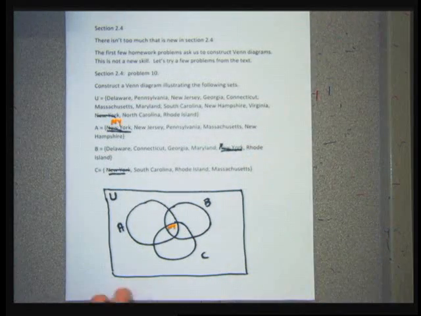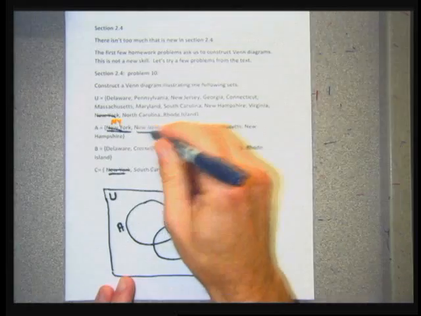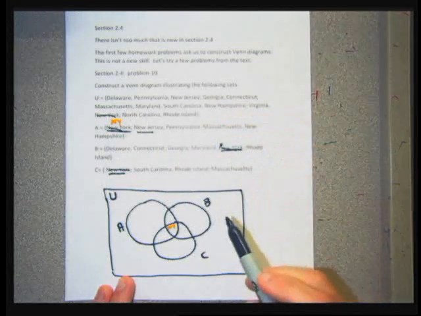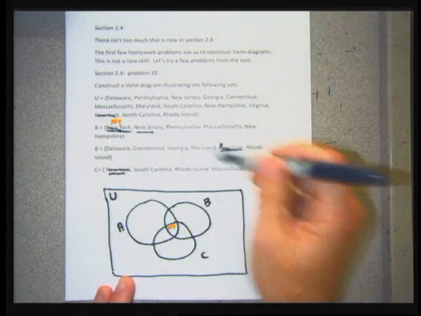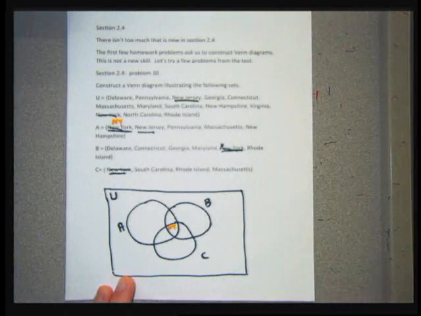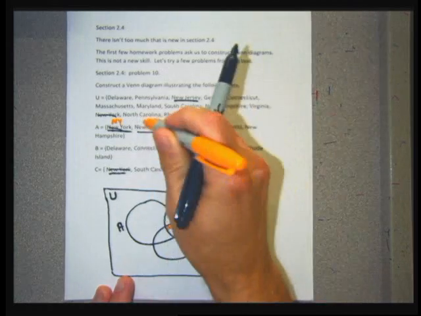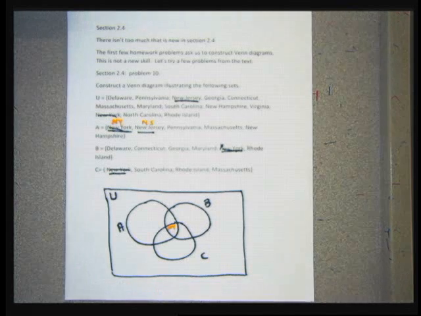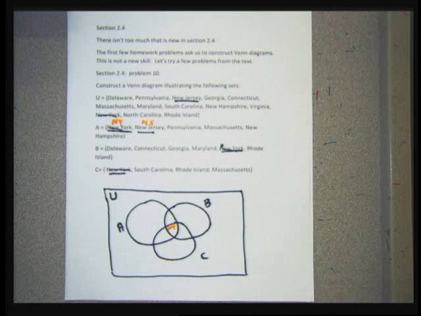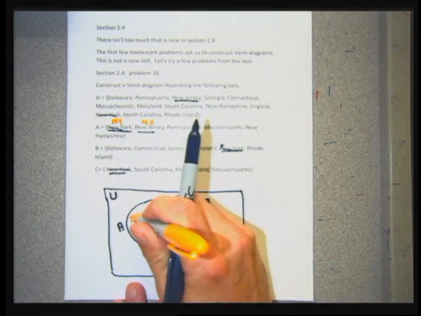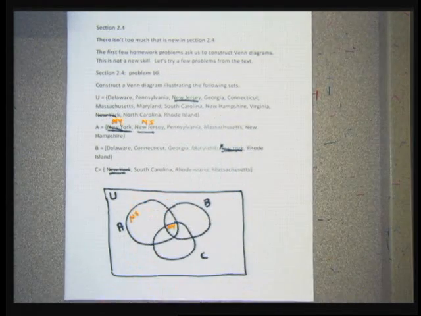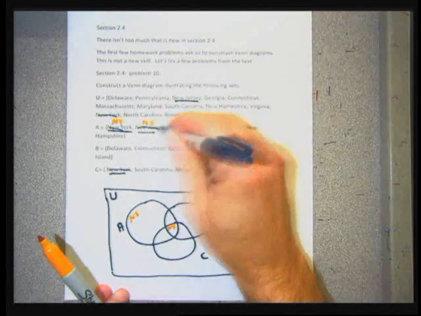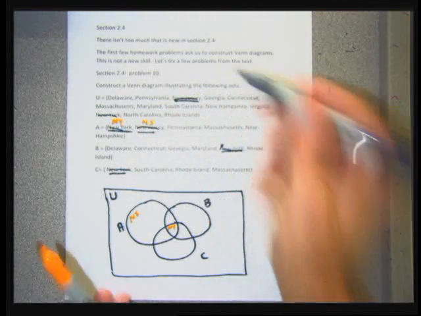Now I'll go to New Jersey. I see New Jersey in the A set. I don't see it in the B set. I see it in the C set, and every state is going to be in the U set. So New Jersey, which I'm going to write as NJ, needs to be in the A circle, but it can't be in any of the overlapping parts of the A circle because it's not in B or C. So I'm going to put New Jersey in the freed up part of the A circle. And I'll cross off New Jersey because I've used it.